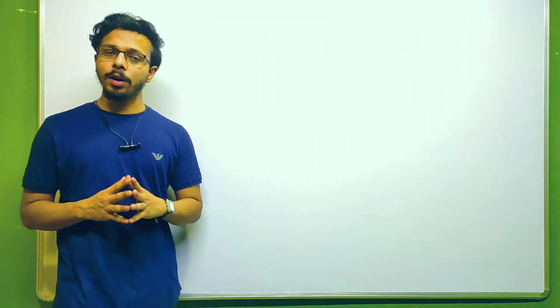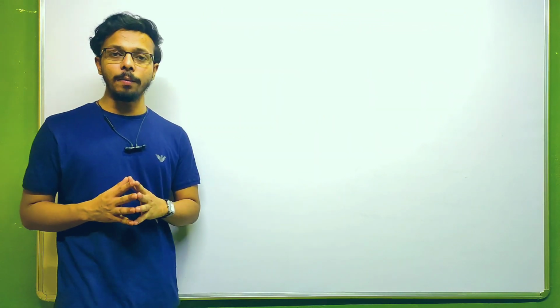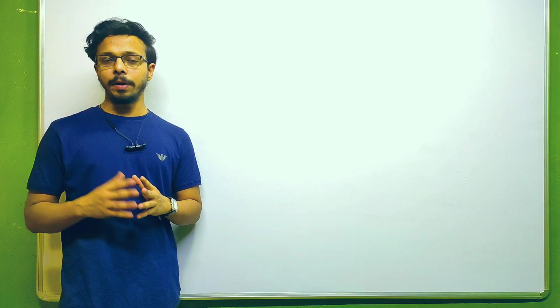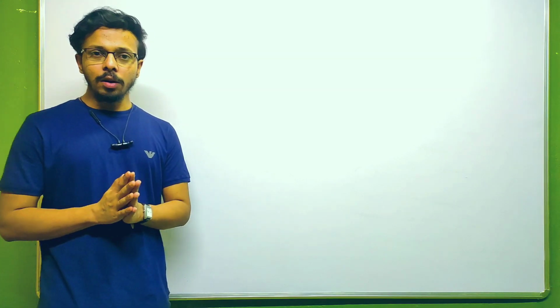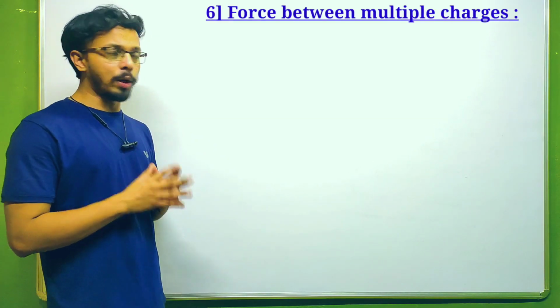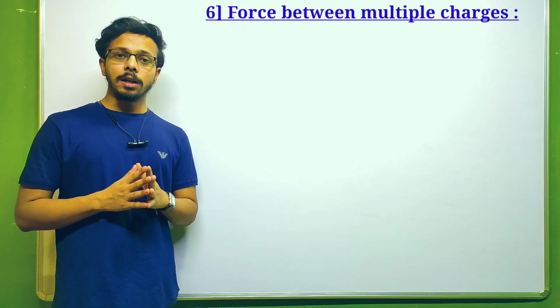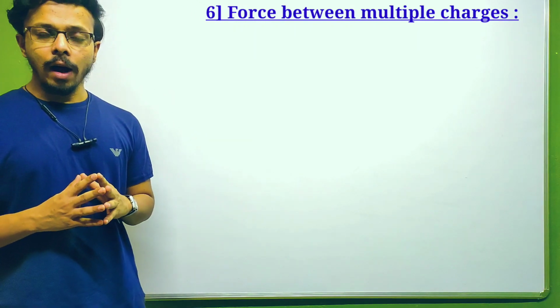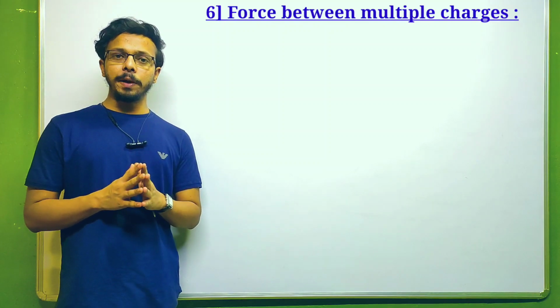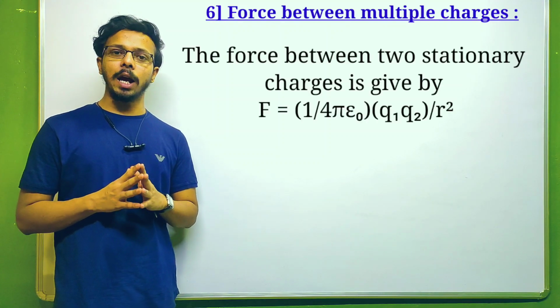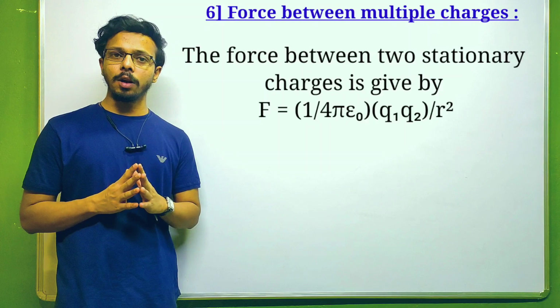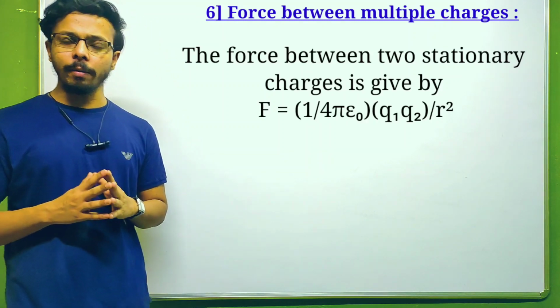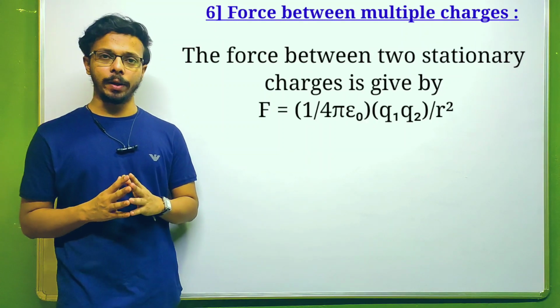These are some important points I wanted to discuss in today's video that I left out in the previous topic. Now let us move towards today's topic, that is, force between multiple charges. As we know, the force between two stationary point charges can be calculated using Coulomb's law as F equal to 1 divided by 4 pi epsilon naught, Q1 Q2 by r square.